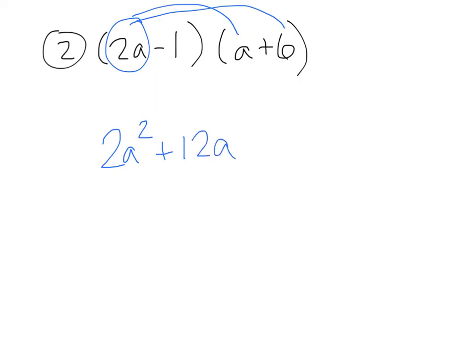And now I'm going to take my minus 1, and I'm going to multiply that. So minus 1 times a is going to be minus a. And then the minus 1 times the plus 6 will be minus 6. And I can't leave my answer this way. I need to combine my like terms.